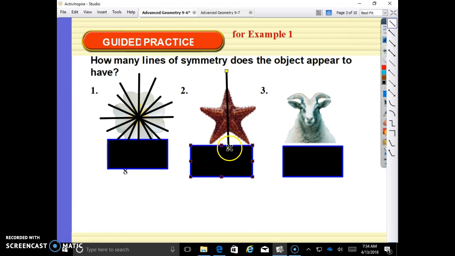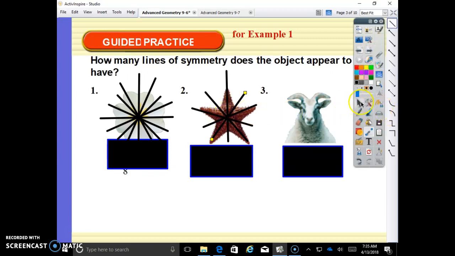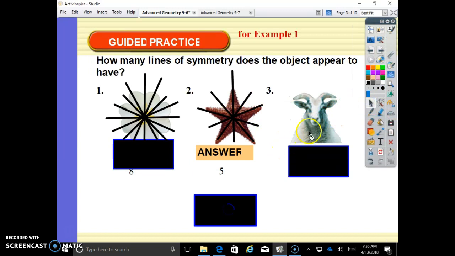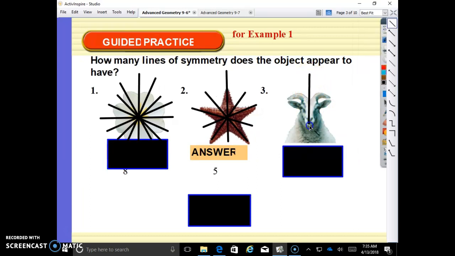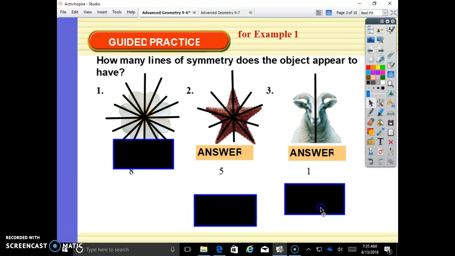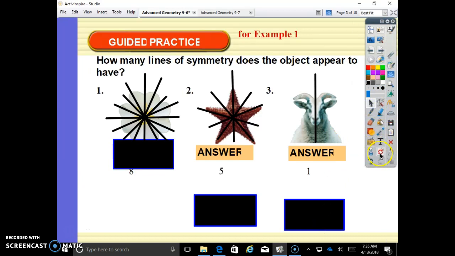1. Not connected. 2, 3, 4, 5. Anything else? What about with the ram? 1. Just 1? Yeah. Perfect.